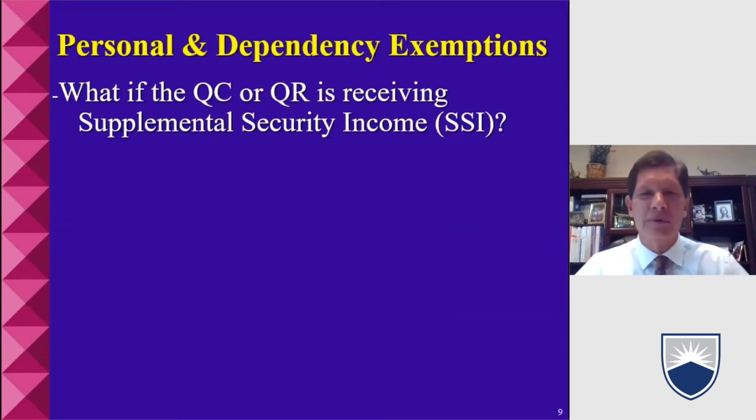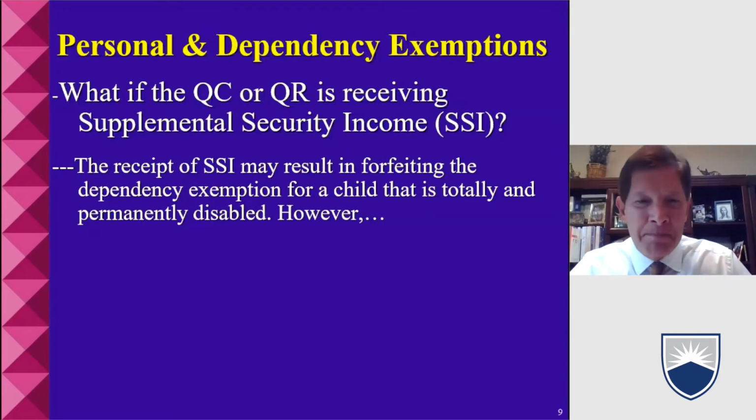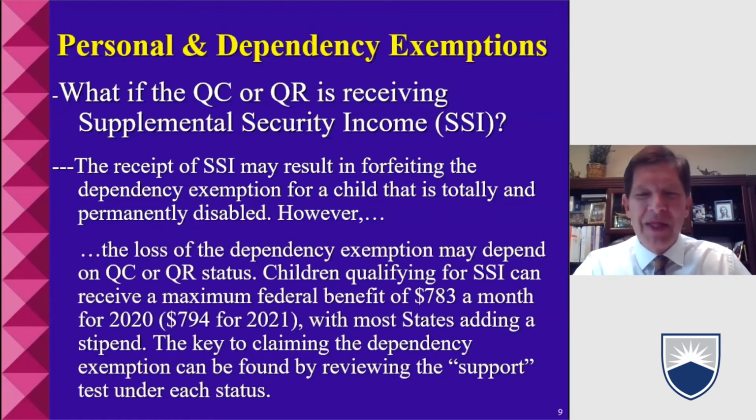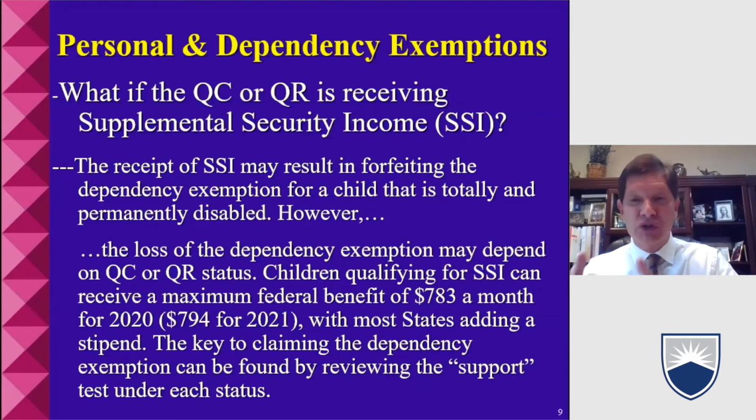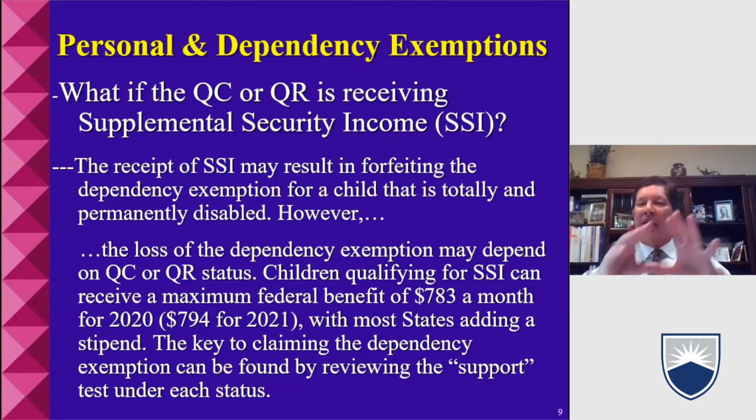Here's the question I have heard. What if the qualifying child or qualifying relative is receiving SSI, Supplemental Security Income? The receipt of SSI may result in forfeiting the dependency exemption for a child that is totally and permanently disabled. However, the loss of the dependency exemption may depend on qualifying child or qualifying relative status. Remember, the qualifying child is living at home with you for more than half of the year.